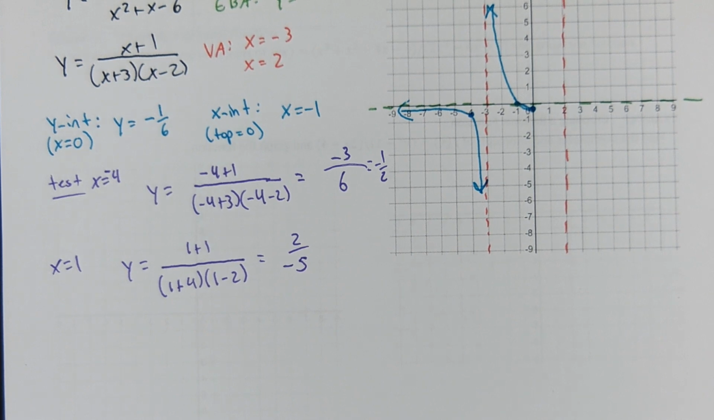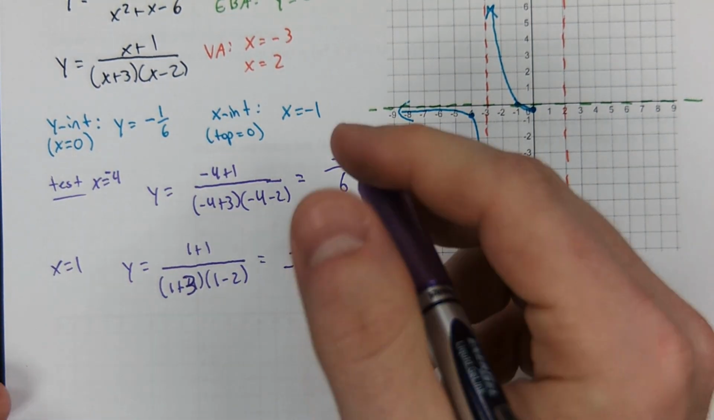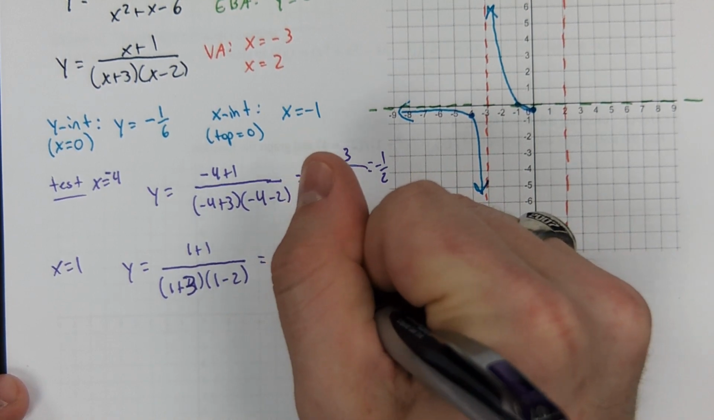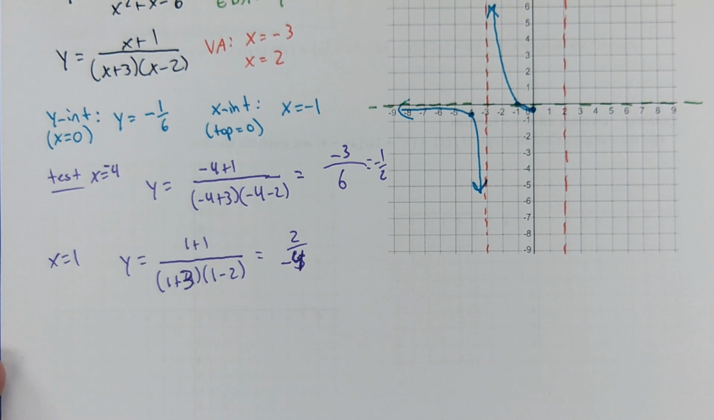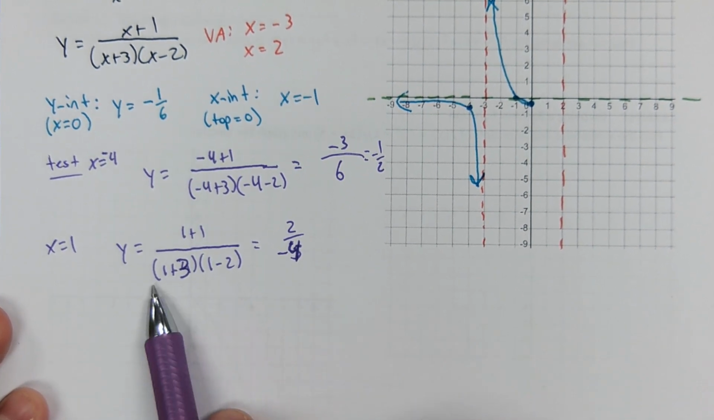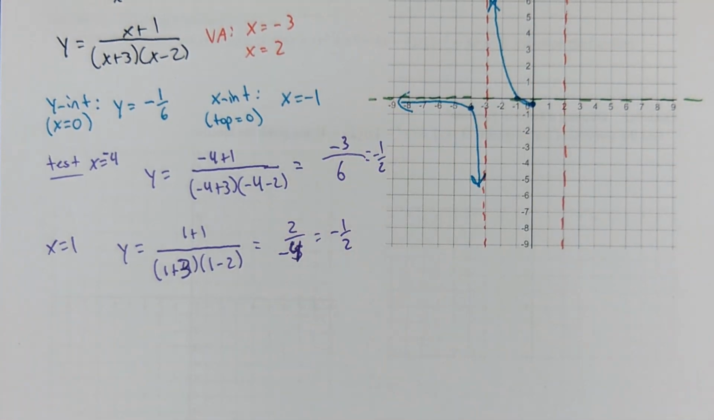You look like you have a question. Oh, I just wrote the wrong number. Is that what you're saying? Yeah. Got you. So it won't be -4, it'll be -5. Excuse me, it won't be -5, it'll be -4. There we go. 1 + 3 is 4, and 1 - 2 is -1. So you get -4. So what we have here is, oh, -1/2 again.